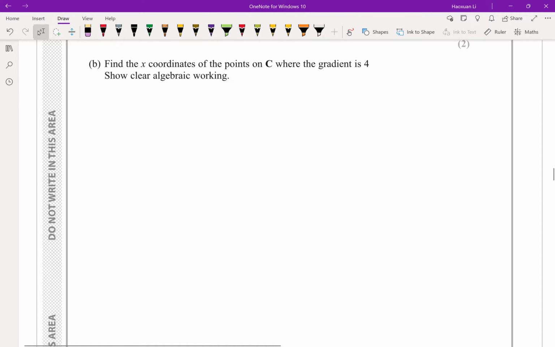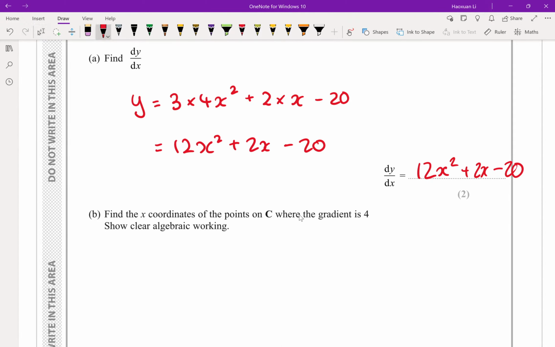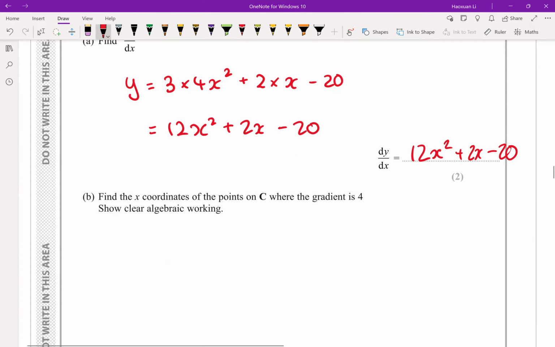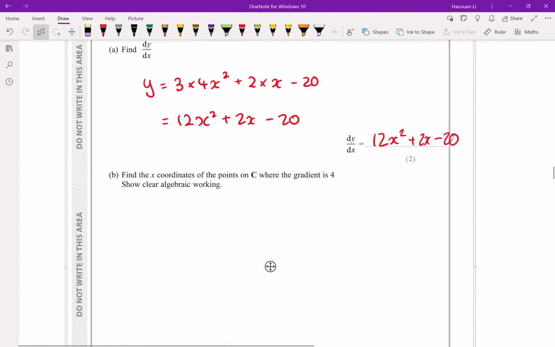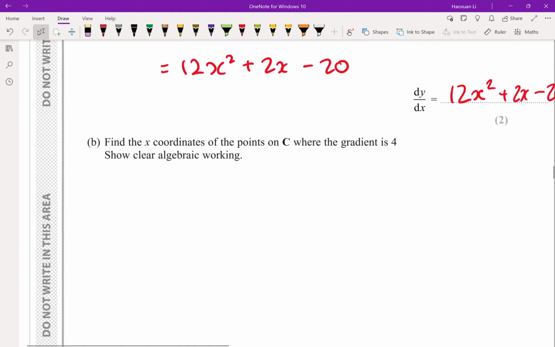Show clear algebraic working. I'm guessing many people will struggle on this because they don't know what a gradient means at this point. But always remember that this is differentiating. When you differentiate, the specific value is the gradient. So this is the gradient. They tell you that this whole thing here is 4. So now you can use this information and solve quadratics to get the value of x.